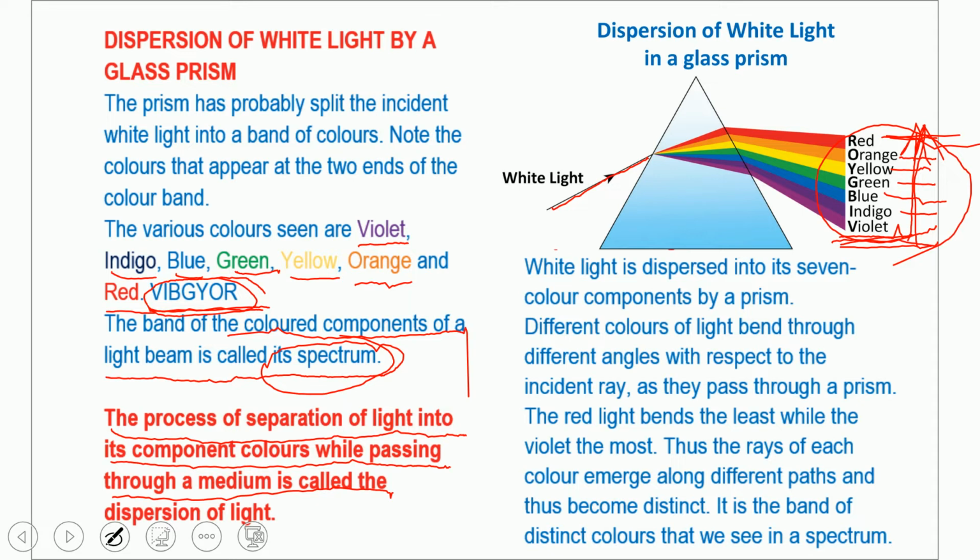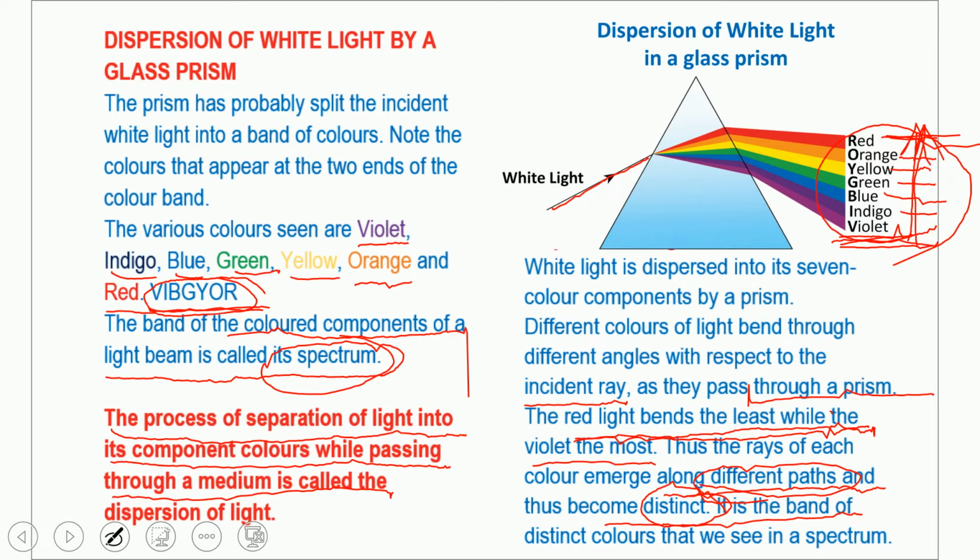White light is dispersed into the seven color components by the prism. Different colors of light bend through different angles with respect to the incident ray as they pass through the prism. The red light bends the least and violet the most. Thus the ray of each color emerges along different paths and thus becomes distinct. Distinct means separate. Why can we see these colors separately? Because they emerge along different paths.